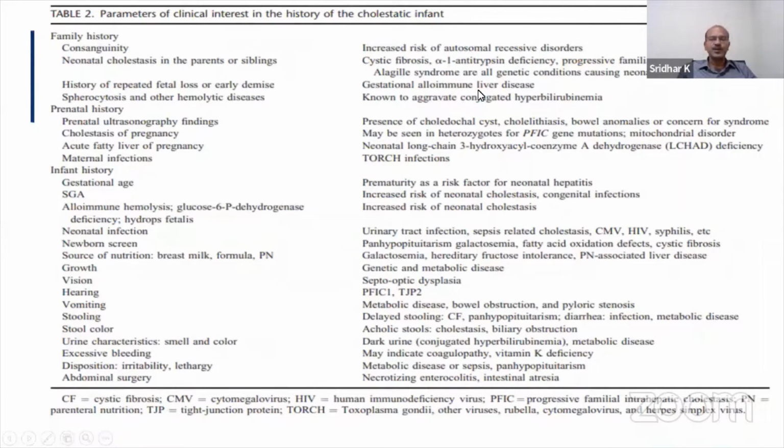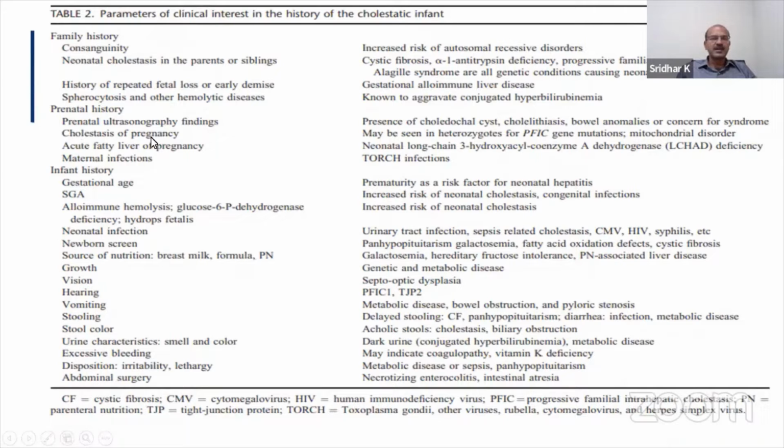So this is like alloimmune hematological conditions, but here the alloimmunity is to the liver material itself. The main feature here is a very high risk of coagulopathy in the newborn. They often lead to death. Spherocytosis and other hemolytic diseases, I mentioned the risk of biliary sludging, and they can aggravate conjugated hyperbilirubinemia through that. And you look at the prenatal history, the prenatal ultrasound findings may sometimes pick up choledochal cyst. And if there are bowel anomalies or there are syndromes, you may pick them up.